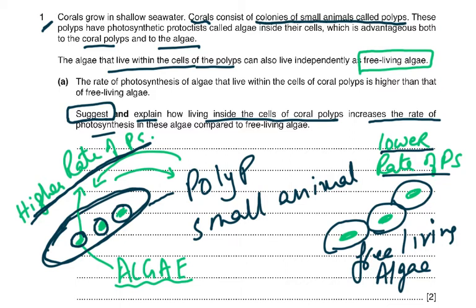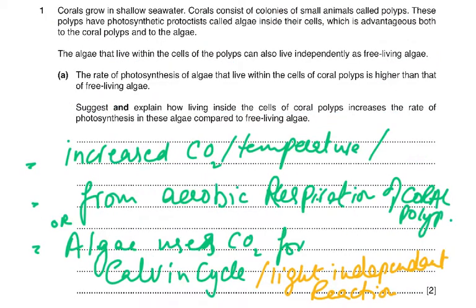So you have to give me a benefit of the animal respiring, producing carbon dioxide, and the algae photosynthesizing using the carbon dioxide, for which stage? For the Calvin cycle or the light independent reaction. Now you can see this would be the mark scheme. Increased carbon dioxide or increased temperature, because they are living inside the coral polyps and those are animals. And where are they getting this carbon dioxide? It is from the aerobic respiration of the coral polyps, and the algae will use this in the Calvin cycle. So there were 2 marks for this, and these were the 2 marking scheme points.